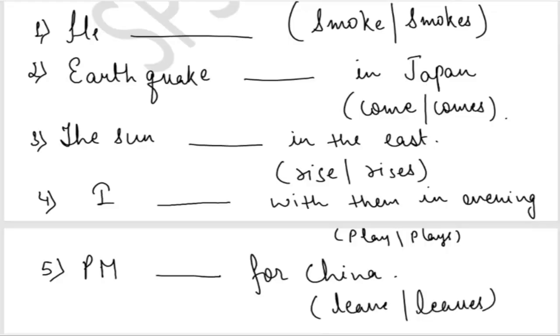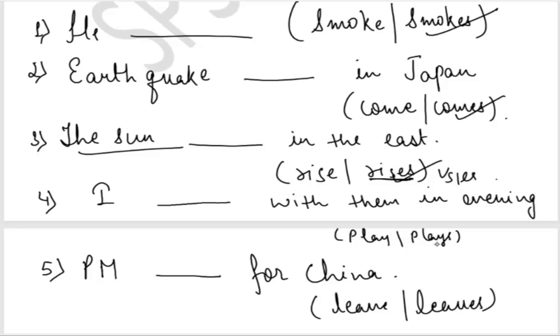So according to you all, what should be the answer of sentence number 1? Smokes. What should be the answer for sentence number 2? Comes. For sentence number 3? The sun rises in the east. The sun is singular subject, so with singular subject, we use verb s or es form.